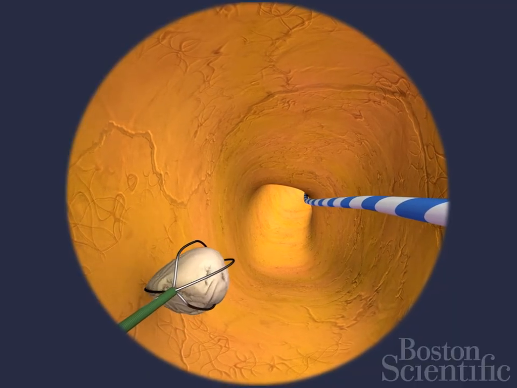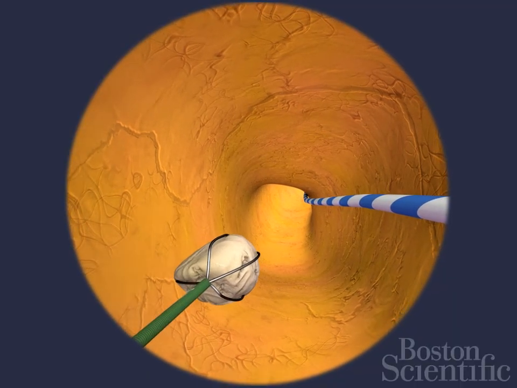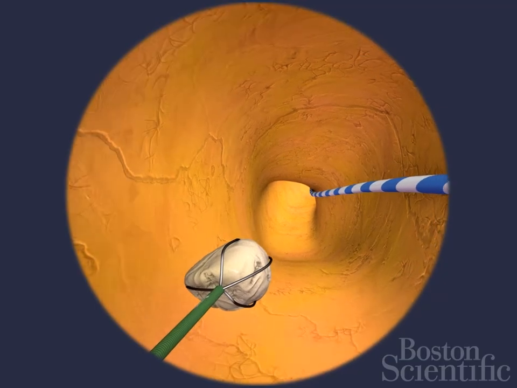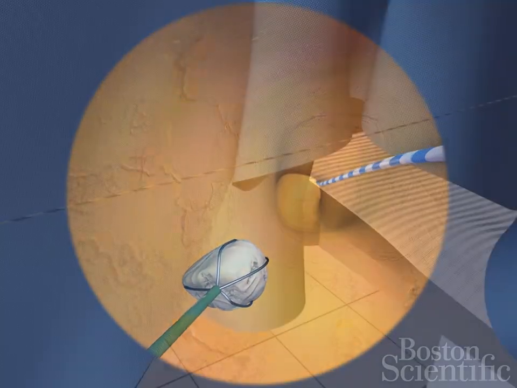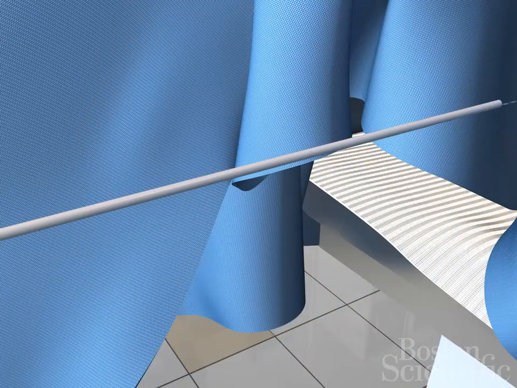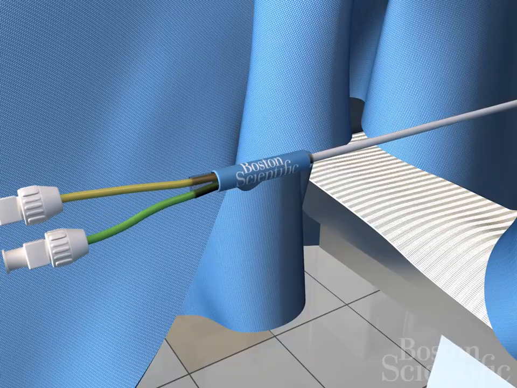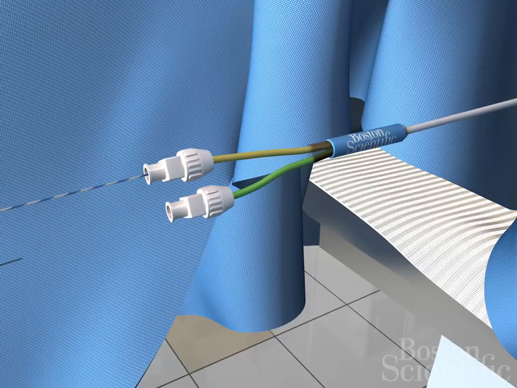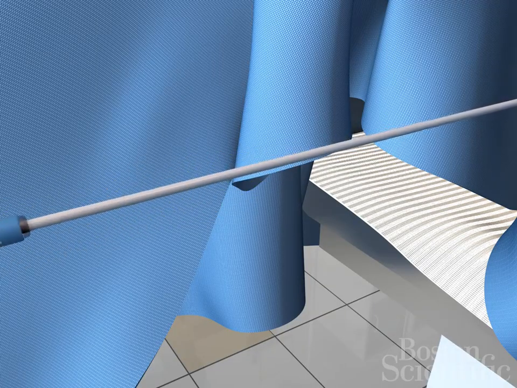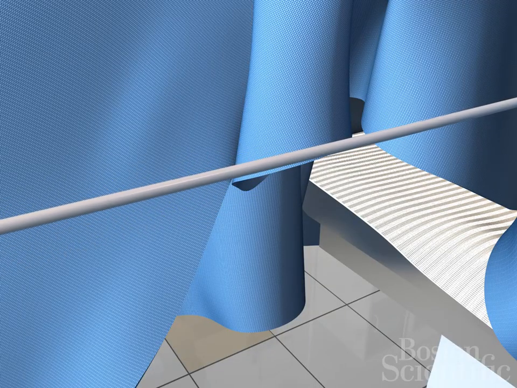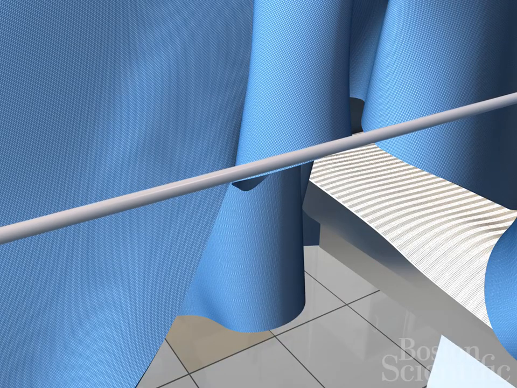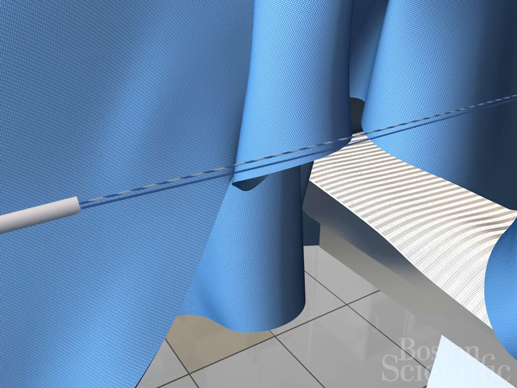Simultaneously remove the retrieval device with the stone and ureteroscope. Leave the safety wire in place. Insert the dual lumen catheter into the ureter over the safety wire. Insert the working wire into the open lumen. Remove the dual lumen catheter. The working and safety wires both remain in place.